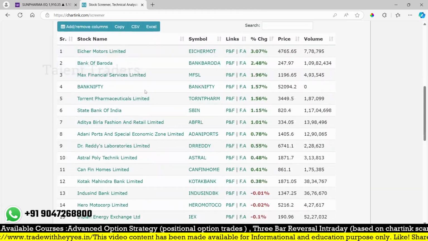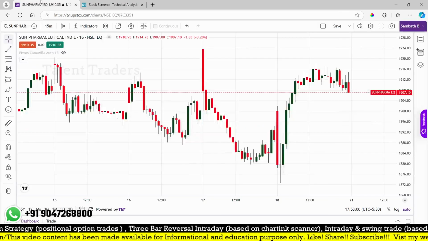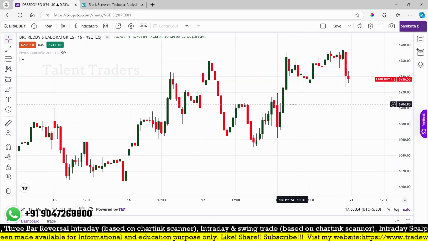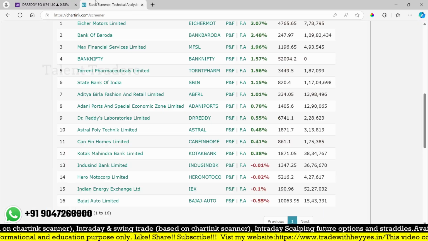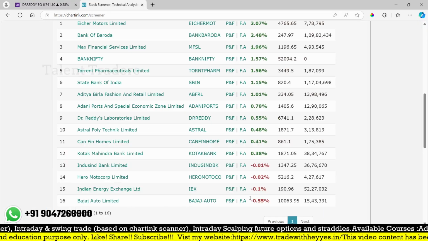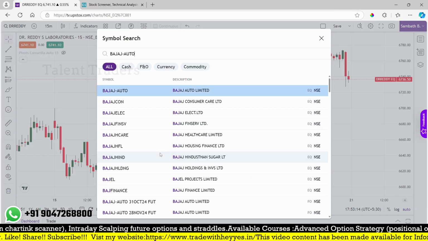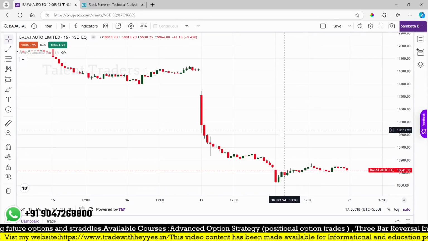From these 16 stocks, like Bank of Baroda, a lot of stocks reversed. And let me check Dr. Reddy. You can see there is a reversal on the second candle, and it was giving you such good intraday momentum on the second candle. Bajaj Auto is the last one of the 16 stocks, and that is also giving you some good movement here.